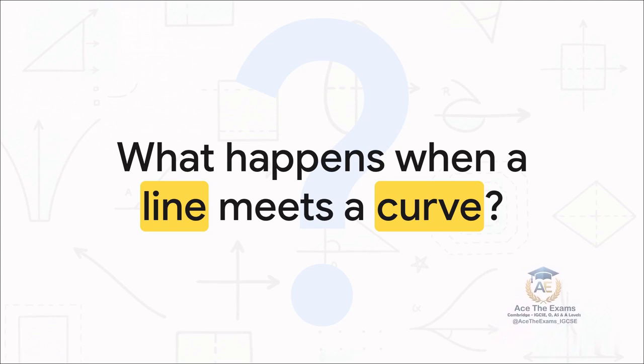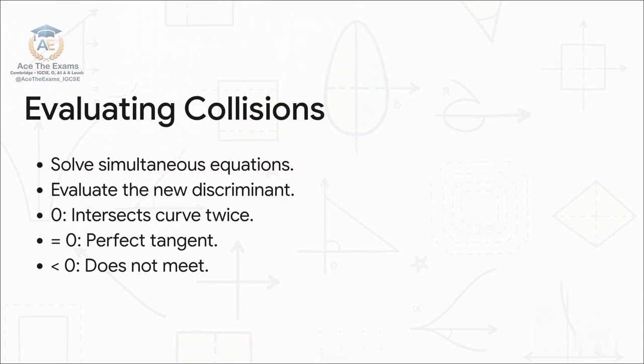Do they crash into each other? Do they miss entirely? To solve this algebraically, we simply substitute the linear equation of the straight line directly into the quadratic equation. By setting them equal to each other, we create a brand new simultaneous equation. Once you combine them into one single quadratic equation, all those exact same rules we just learned apply again. By evaluating the new discriminant of this combined equation, you can instantly visualize the collision.